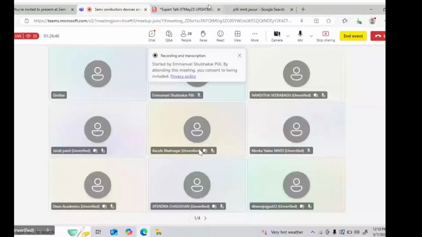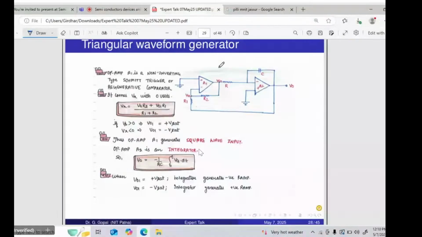Okay, till now we have discussed the multivibrator, and how it can be useful in designing the square wave and the pulse output. Now let's continue our discussion with the other waveform generators, for example, the ramp generator or triangular waveform generator, right? So this is the triangular waveform generator.